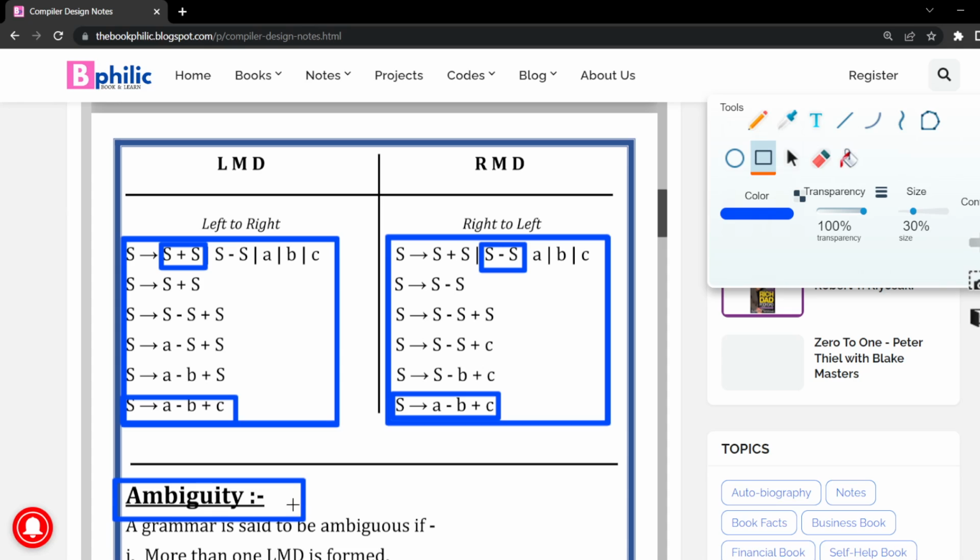We will be studying this ambiguity property of grammar in the upcoming videos. So till now, I hope you have understood what grammar is, what the four tuples of grammar are, what the terminals and non-terminals are, what the starting symbol and production rules are, and how we can derive the LMD and RMD using the different rules of grammar for the same syntax, a minus b plus c.